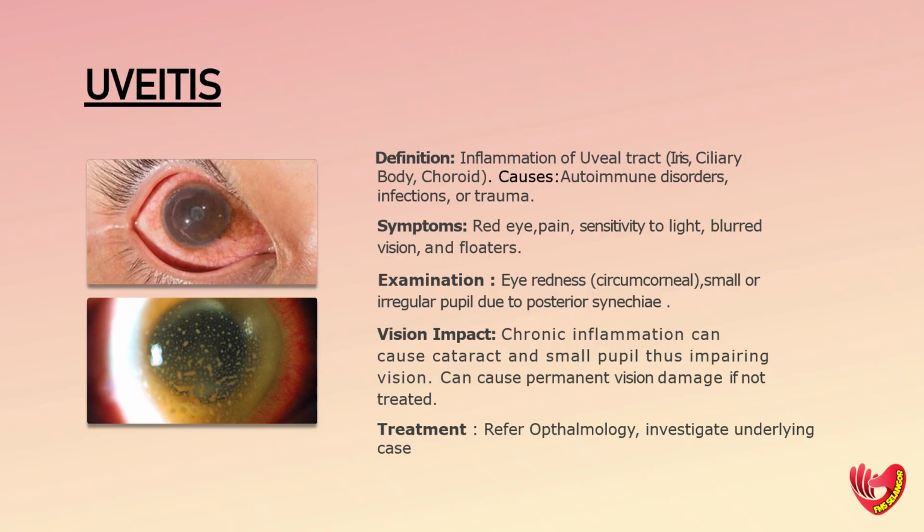Uveitis is the inflammation of the uvea. Uveitis may arise spontaneously, have a genetic component, or be associated with an autoimmune disease or infection. Symptoms include eye pain, eye redness, floaters, and blurred vision. Examination may reveal circumcorneal eye redness, a small or irregular pupil due to posterior synechiae, and keratic precipitates. Uveitis is an ophthalmic emergency that requires urgent control of the inflammation to prevent vision loss.